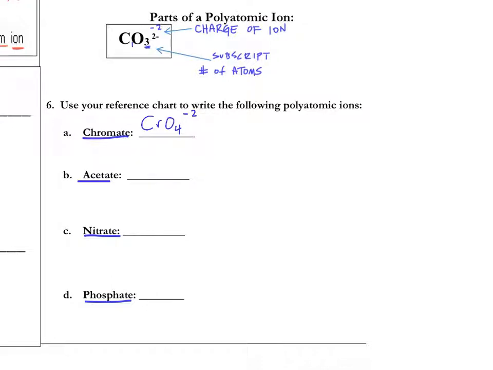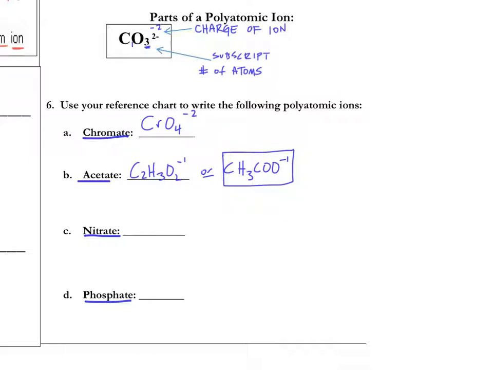Acetate, there are two formulas for acetate. The first one is C2H3O2, all bonded together, with no spacing in between, all with a -1 charge. Or you could have written it CH3COO, again all bonded together, no spaces, with a -1 charge. Either one is acceptable. I prefer writing it this way. I think it's easier to remember this way.